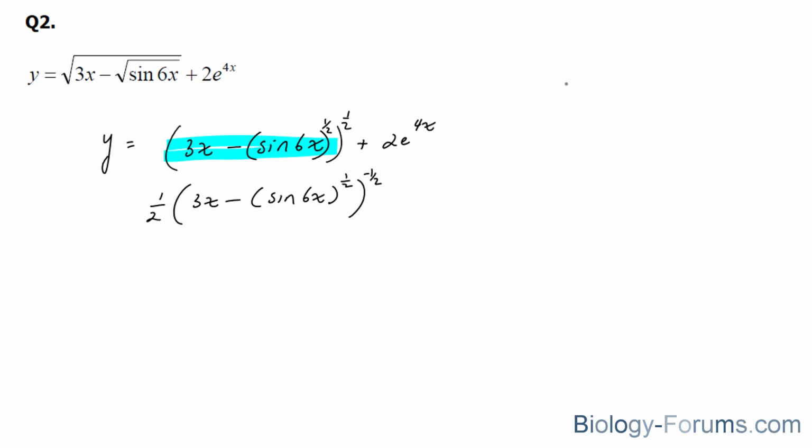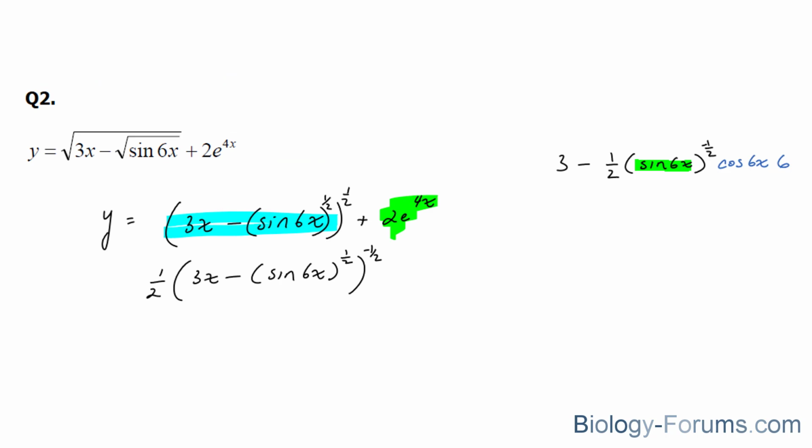The derivative of 3x is 3, and the derivative of this, once again, we'll have to use the chain rule. You bring this 1 over 2 to the bottom. This goes to the bottom. You leave the inside the way it is, and you subtract 1 over 2 by 1. The next thing you'll do is find the derivative of that. So the derivative of sine 6x will be cosine 6x, and then you find the derivative of this 6x, which is equal to 6. Now we'll take this and place it right beside the function that we had originally.